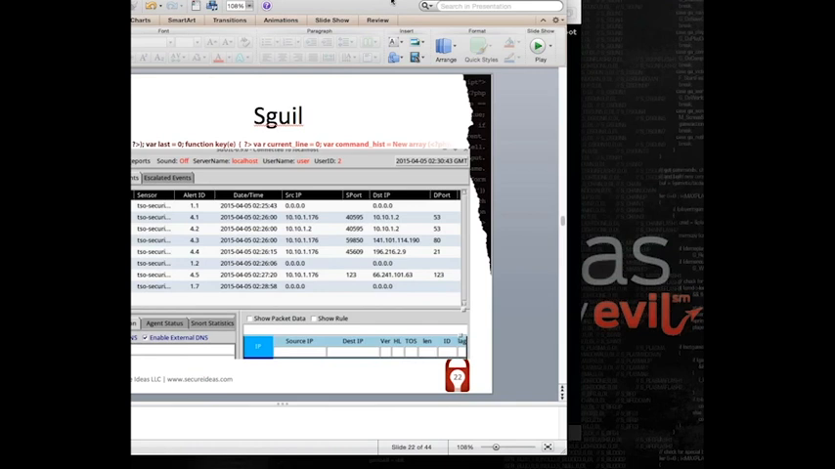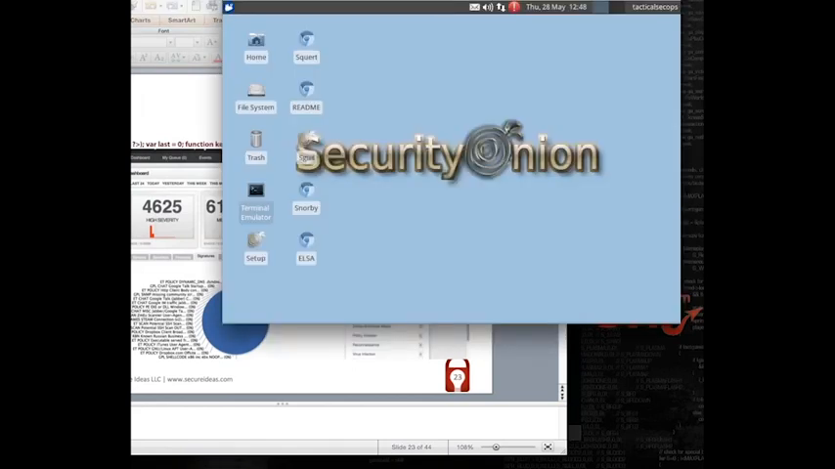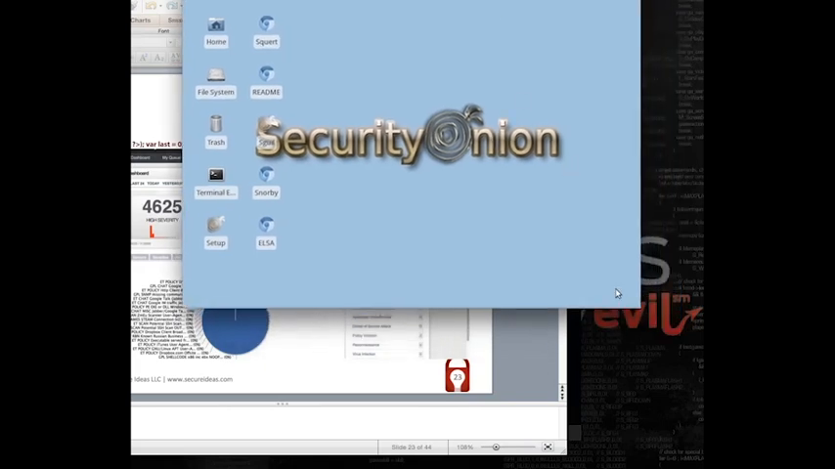So there's a couple different apps we'll take a look at. One is called Sguil, which is a real-time management system for IDS events. Snorby is another one that is web-based, less on the real-time, more on analysis after the fact. So I'm going to switch over to my Security Onion VM. Okay. We should have Security Onion up on your screen now.